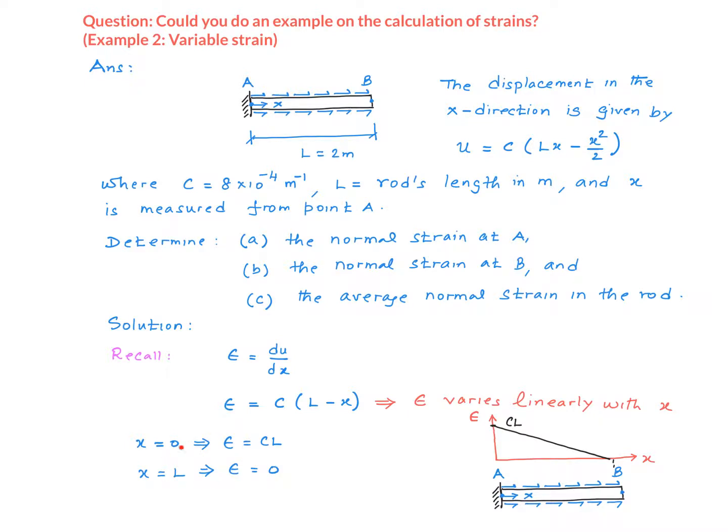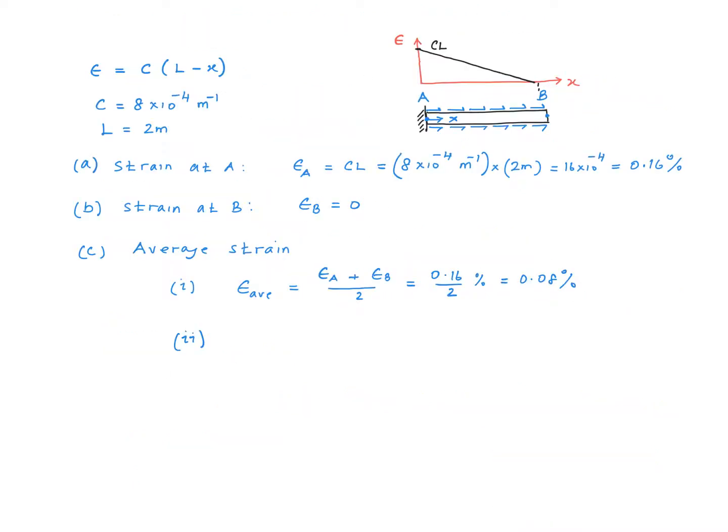So here I am calculating the corresponding values of the strain at these points. X equals 0, so all I have to do is to substitute x equals 0 in this equation. I get epsilon equals c times L, and at x equals L, you can see this term becomes 0, and therefore epsilon is 0. And therefore the strain varies from its maximum value at point A to 0 at point B. Now you can see it's very easy to answer the questions.